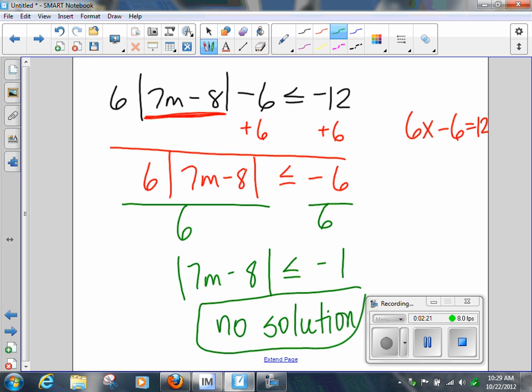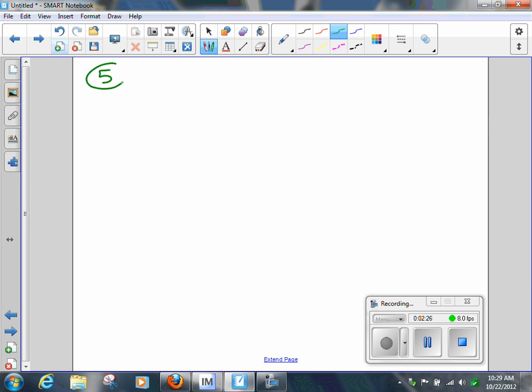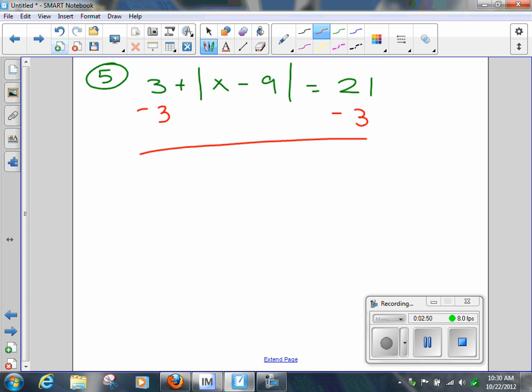Yes, ma'am. Number 5, let's look at that one. Still on those hot notebooks. 3 plus the absolute value of x minus 9 equals 21. First thing I always look at, did you copy the problem right? All right, we have to isolate the absolute value. How do you do that? Subtract 3. And it gives us the absolute value of x minus 9 is equal to 18, right?